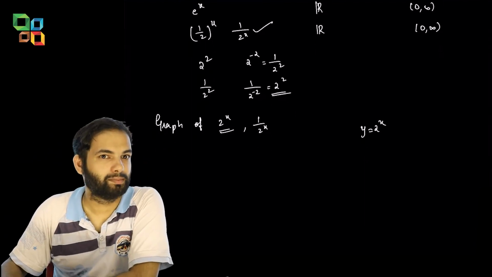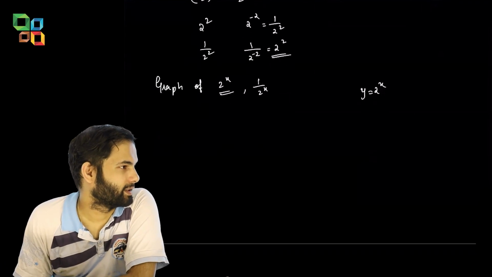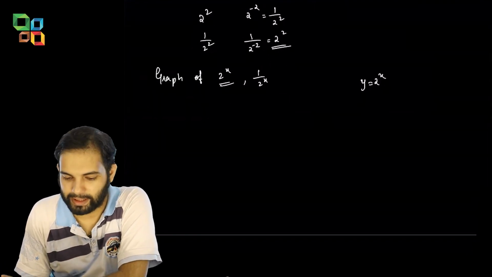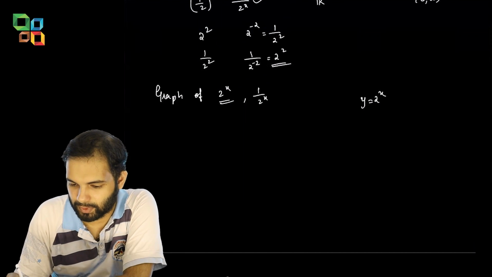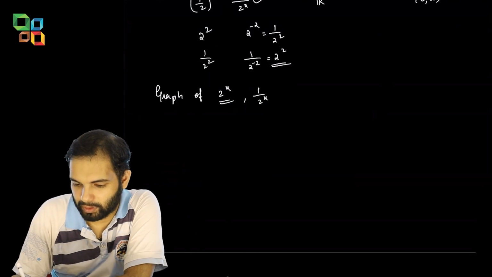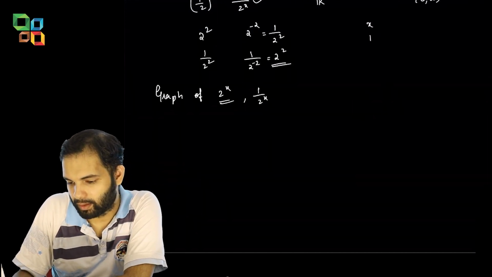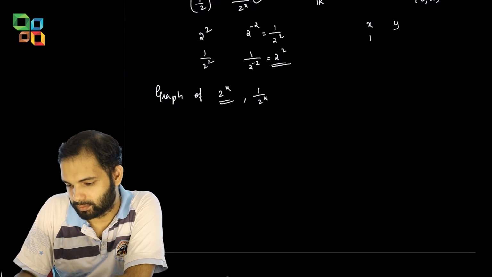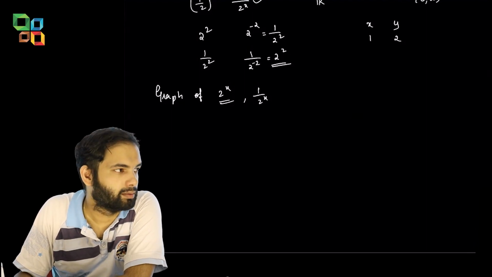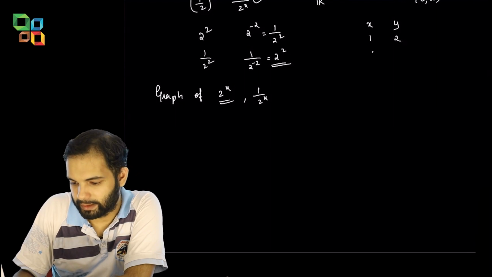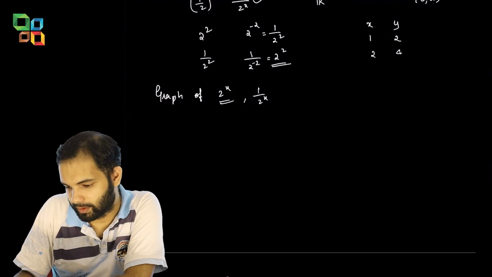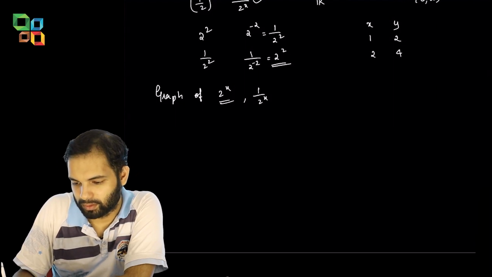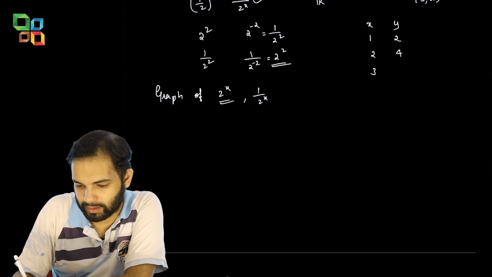Shall we try now? People have some idea, right? Something you could get. So what are the sample values you took? Let me know. Let me write. x is 1. What is y? 2. Okay. Then x is 2. y is 4. Okay. x is minus 1.